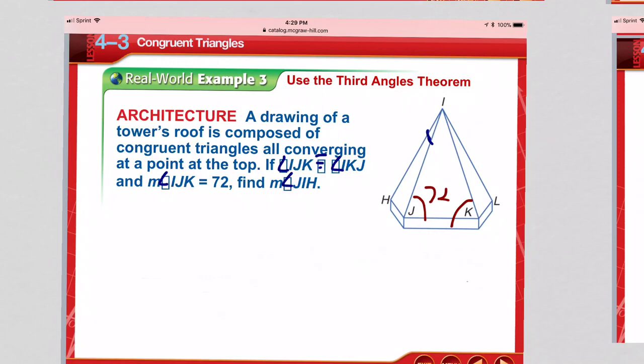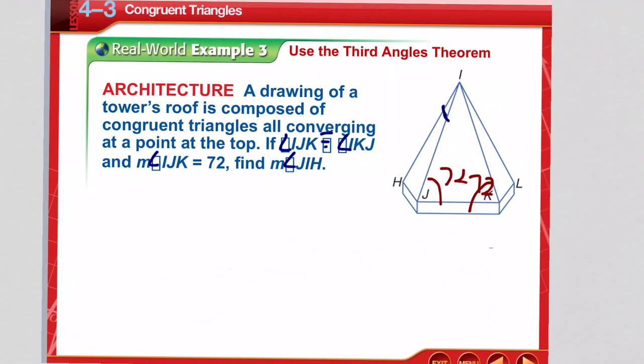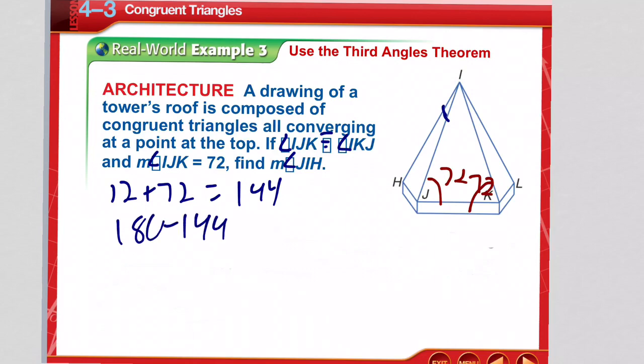So if I know that these two angles here are 72, then I could find the measure of the angle up here. Okay, so because it tells me in here that all these triangles are congruent, I can use the 180 rule and do 72 plus 72, which would give me 144, and do 180 minus 144, which would give me 36. So that means that this angle up here is 36. Since I know that all three of these triangles here are congruent, that means the angle up here must also be 36.